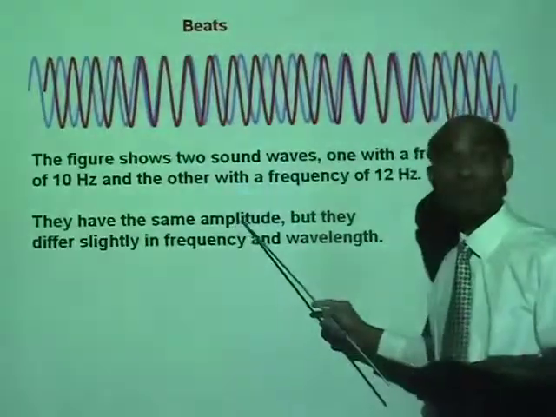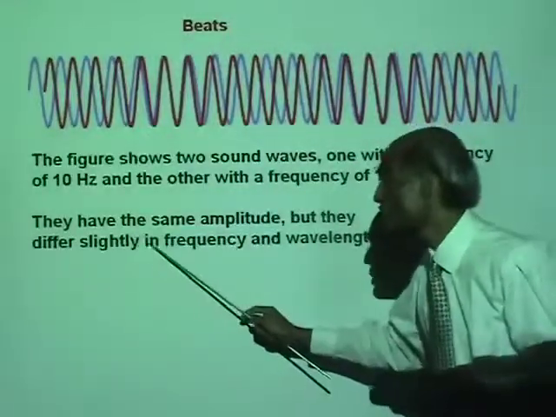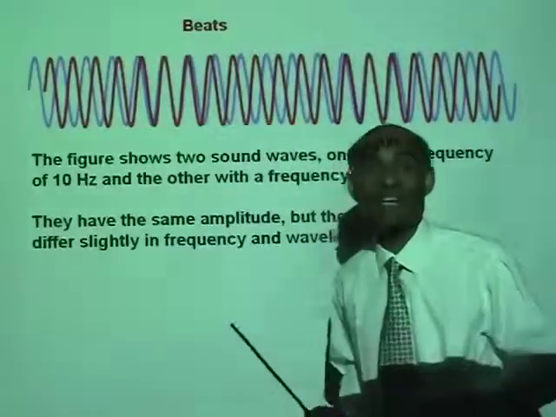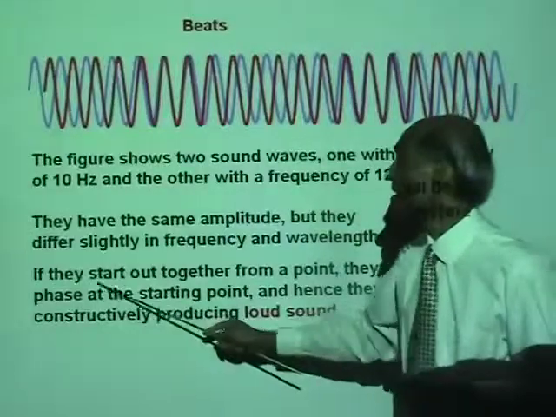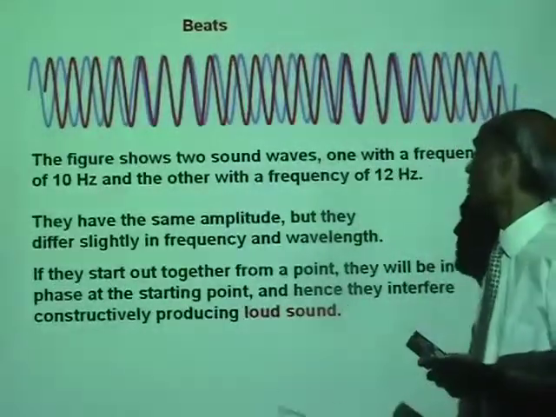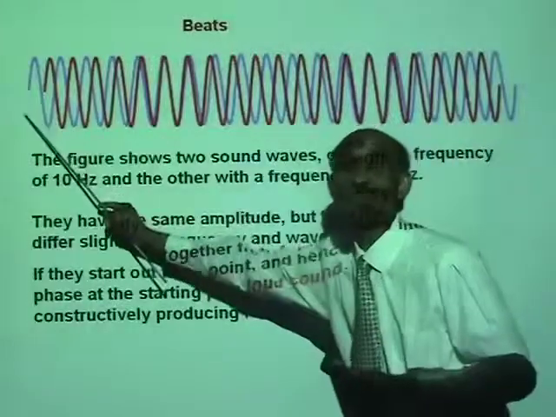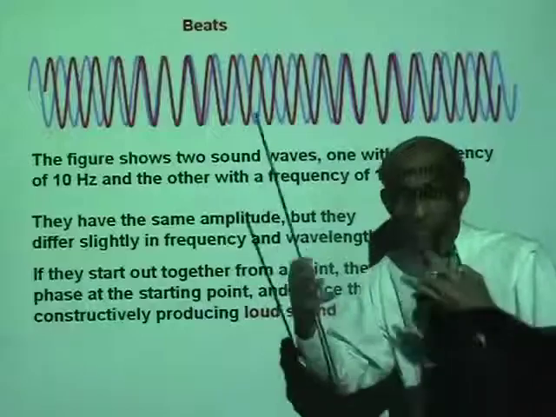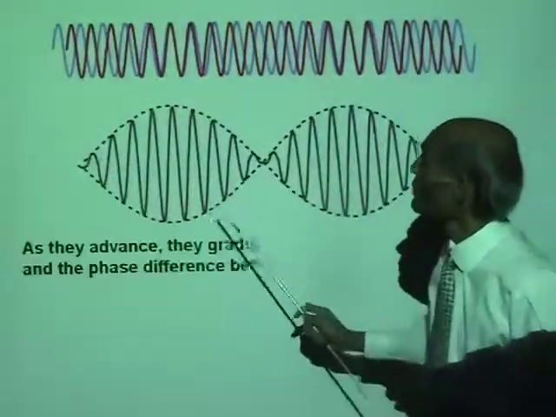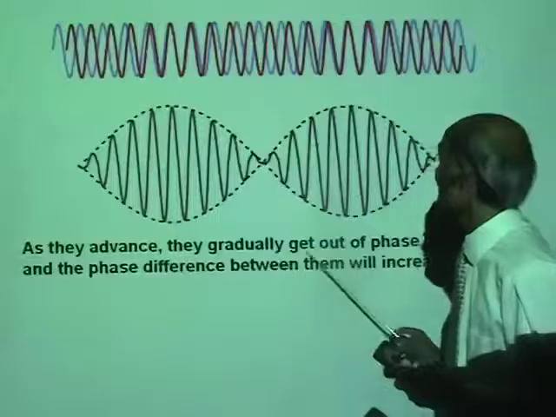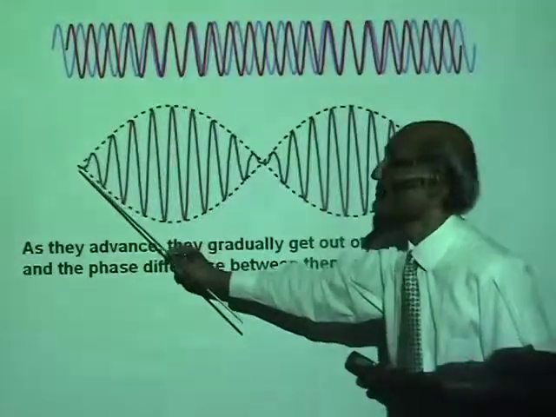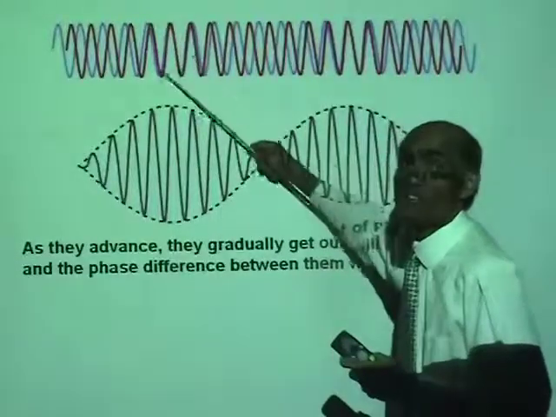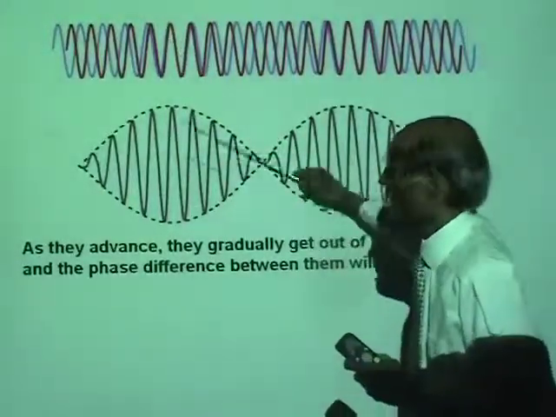They have the same amplitude, but they differ slightly in frequency, and therefore they differ slightly in wavelength. If they start out together from a point, they will be in phase when they start out, and therefore you get a very loud sound. But as they advance, they gradually get out of phase. You can see this is where they are in phase, you get a loud sound.